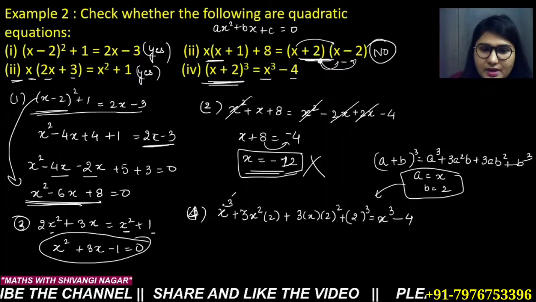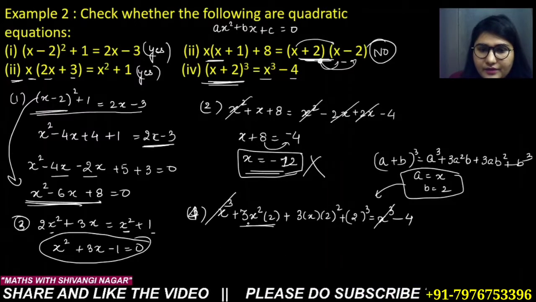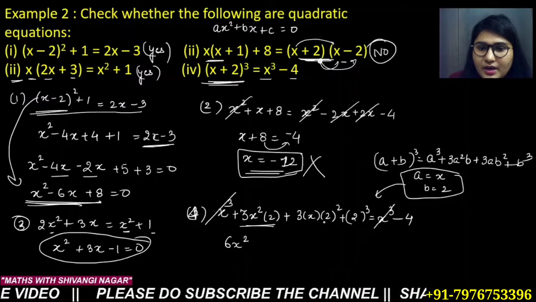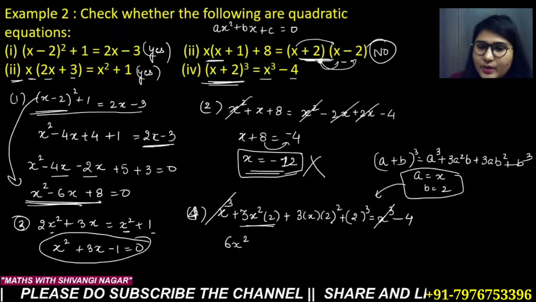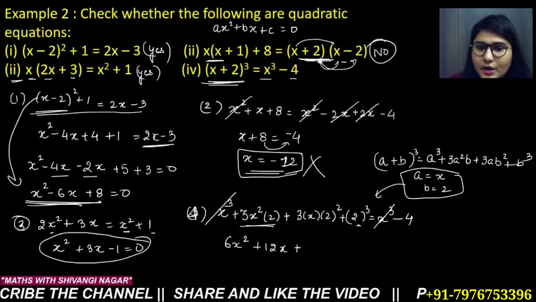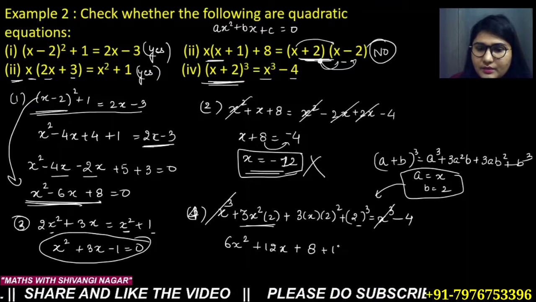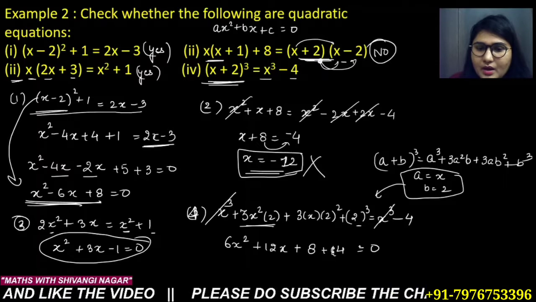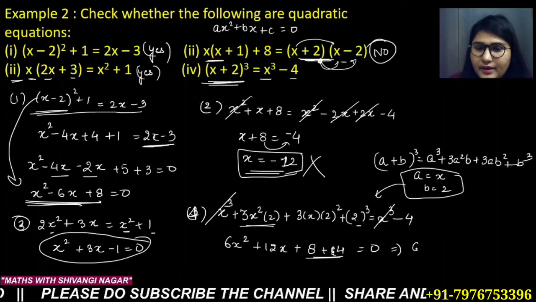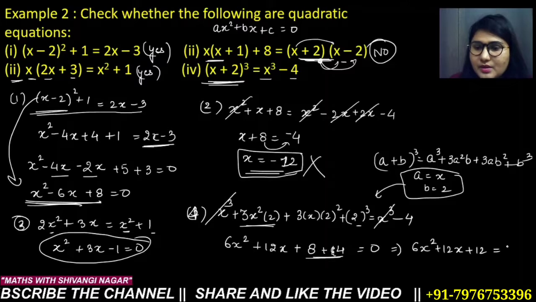Now again, if you clearly see here, x cube gets cancelled. And here we have 3x square into 2, so 3 twos are 6, 6x square. 3x into 2 square, 2 square is 4, 4 threes are 12, so plus 12x, plus 2 cube is 8. And when you transpose this minus 4 to the left hand side, it will become plus 4. When you solve 8 plus 4, you will get 12. So the final equation is 6x square plus 12x plus 12 is equal to 0.